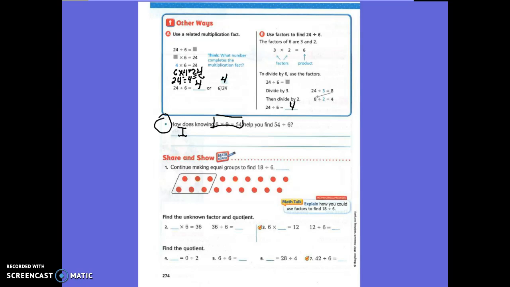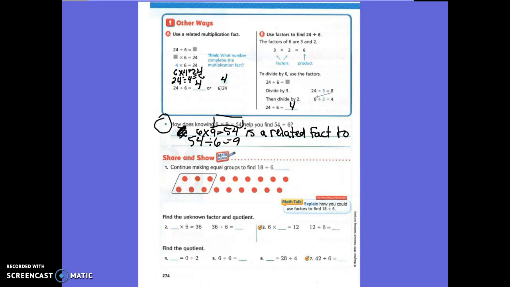Okay, I guess you just say it's a related fact. Okay, 6 times 9 equals 54 is a related fact to 54 divided by 6. You would have to write all the same numbers, right? Since 6 times 9 is 54, then 54 divided by 6 has to be 9. 54 divided by 6 equals 9.